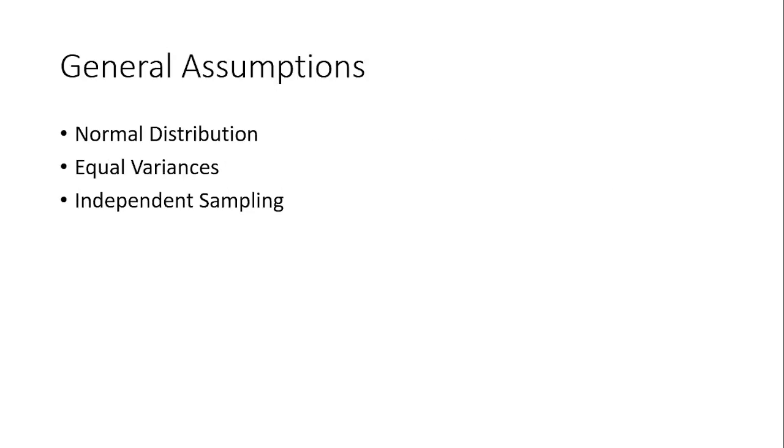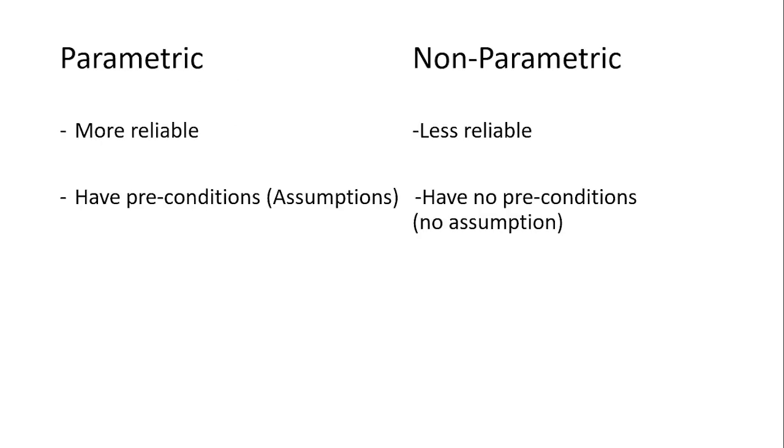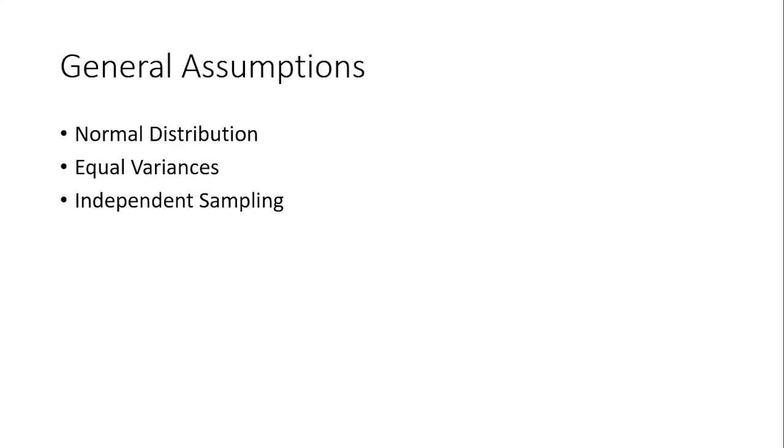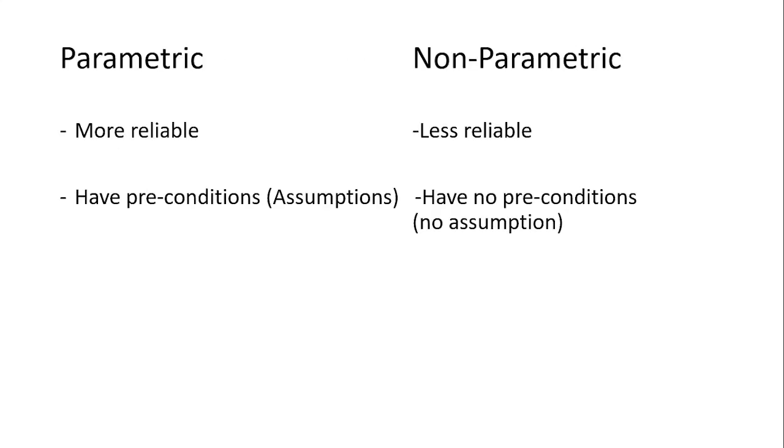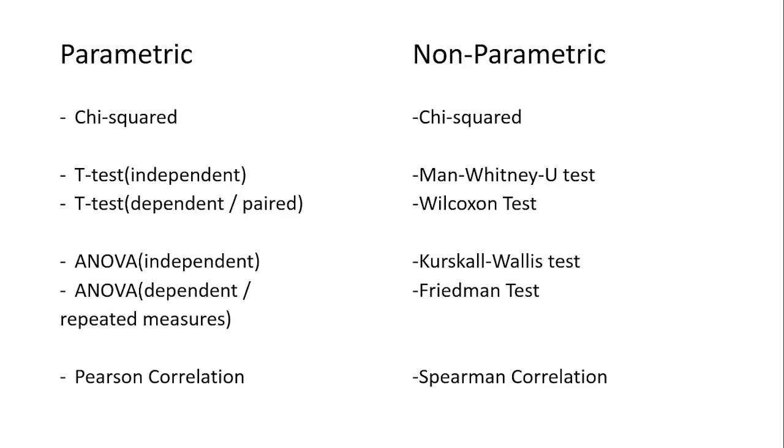If you did not meet the assumptions for your test, you would have to do a non-parametric test. But if you're meeting the assumptions, you would want to do parametric tests. Let's see which tests are parametric and which tests are non-parametric. You would want to do the left part of the tests if you can. If you cannot, you would have to choose these.